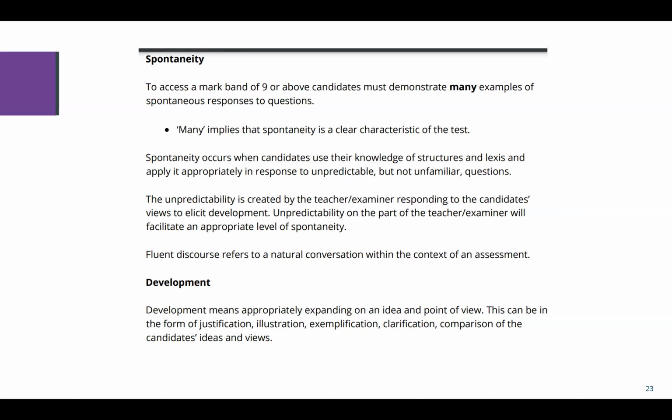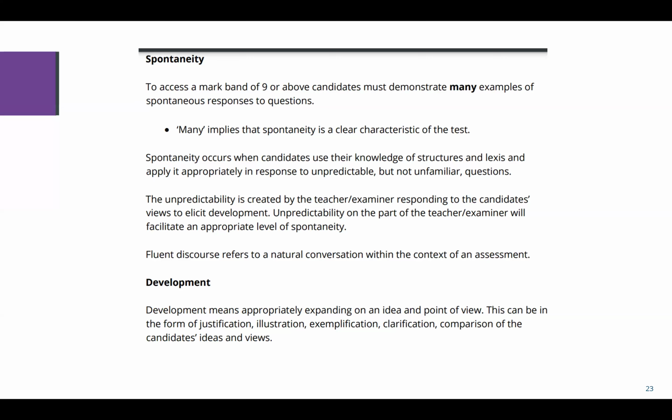Then you can see there's a bit of clarification about spontaneity. It's a good idea to share this with the students, that if you want your students accessing a mark of 9 or above, they have to demonstrate many examples of a spontaneous response. So these, as we said before, are genuine responses. They're not pre-learned. We know that they're going to pre-learn information, but they don't know that that question is coming up exactly, and they don't just recite it verbatim.